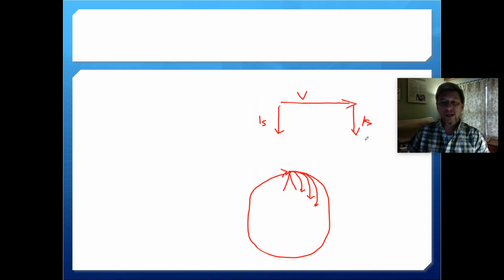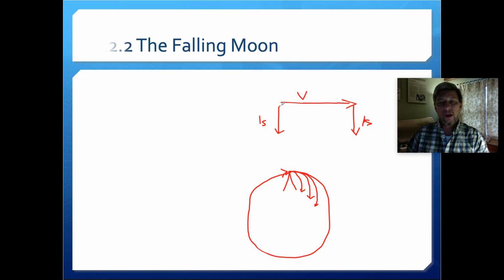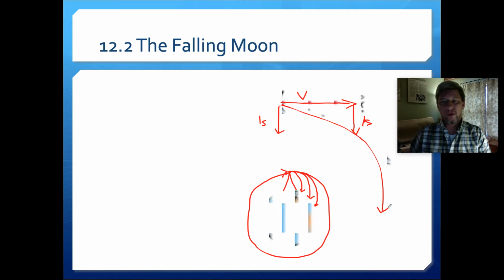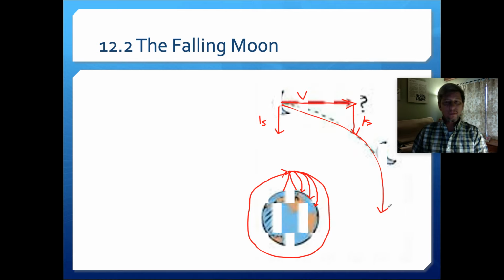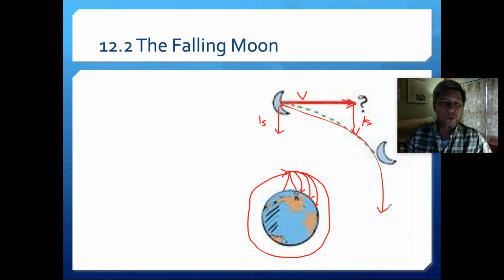And so what that does is it gives the moon that circular path around the Earth that we see, the same as what we would deal with if we were talking about that rock. So Newton realized a couple of things right off the bat. He realized that the moon was falling relative to the Earth.